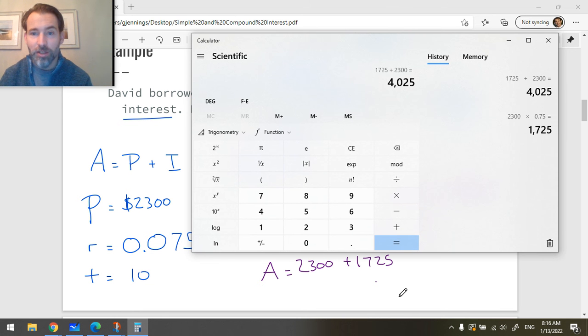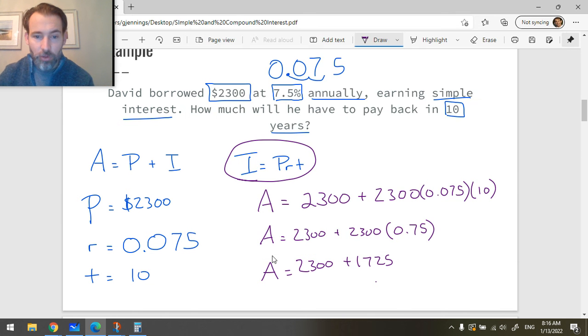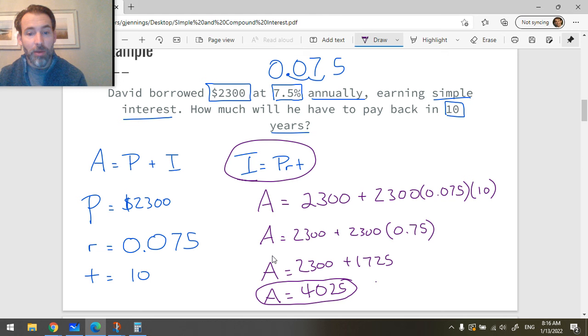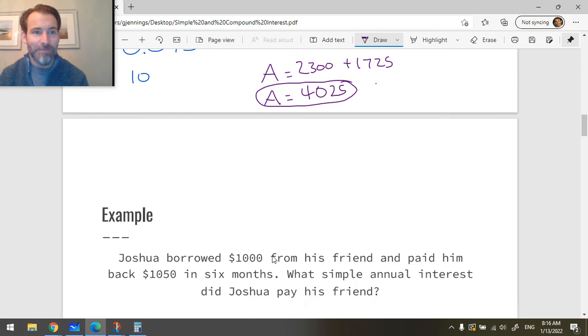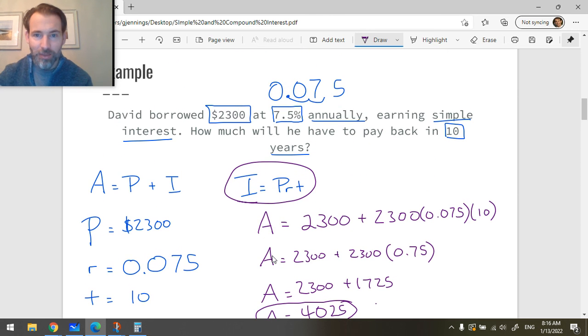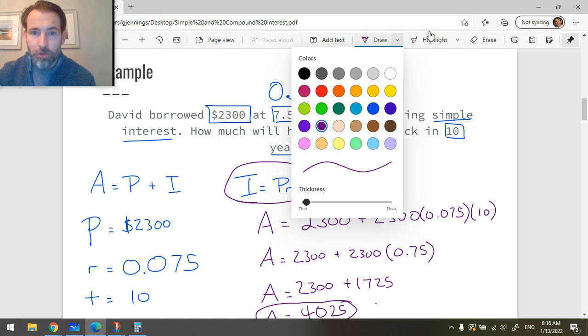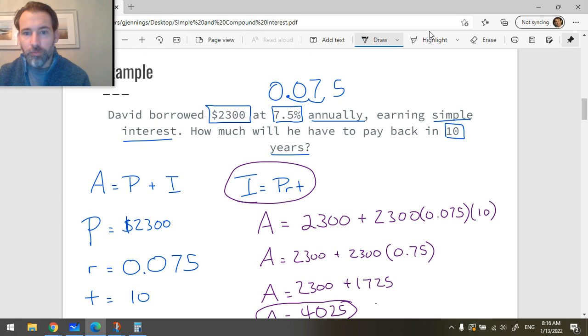There you go, 4,025. So in order to hold on to that money for that long, it cost him 4,000, and he pays back $4,025 total. Therefore, he will have to pay back $4,025. Write it out as a sentence so that you can show that you know what the answer means.